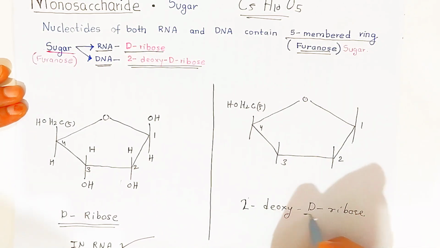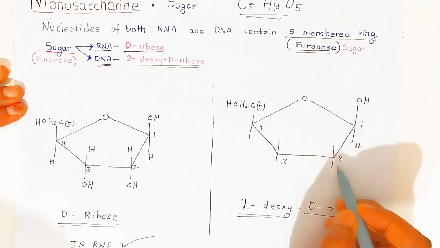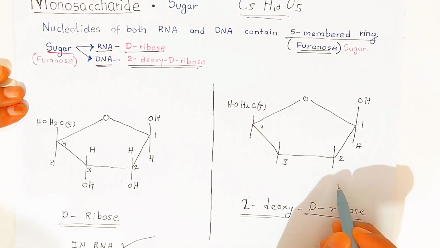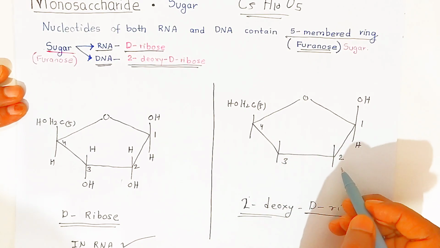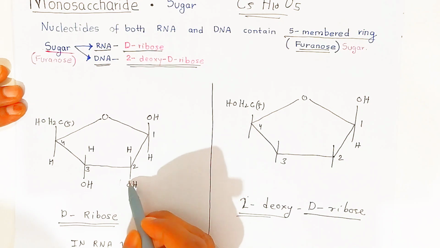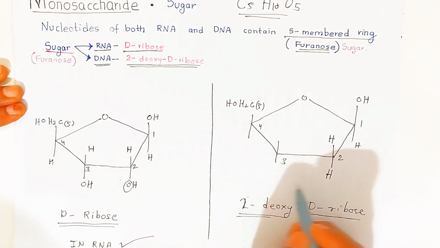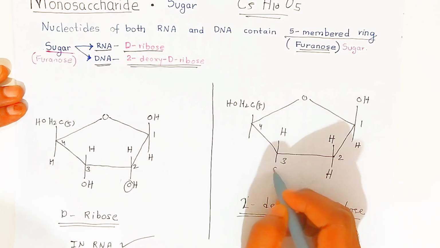Now, students, because it is D-ribose, the hydroxyl will be above and hydrogen below. Now at carbon number 2, there is a removal of oxygen. One oxygen is less, that is why it is called 2-deoxy. At carbon number 2, the oxygen is going to be removed, so only the hydrogen will be there. Okay, students, because of that, the name of this sugar is deoxyribose. The other part will be as it is, students.